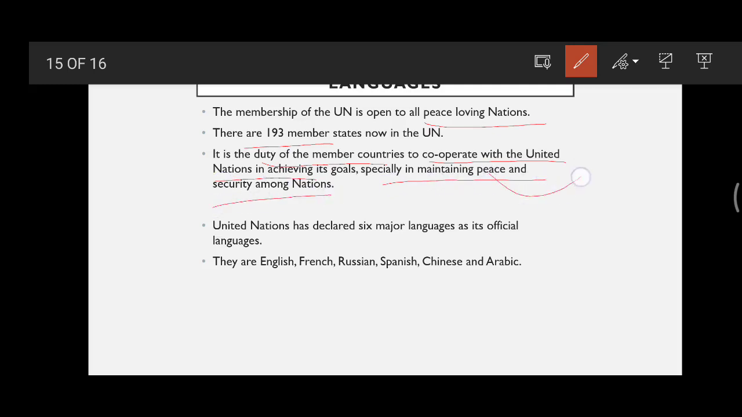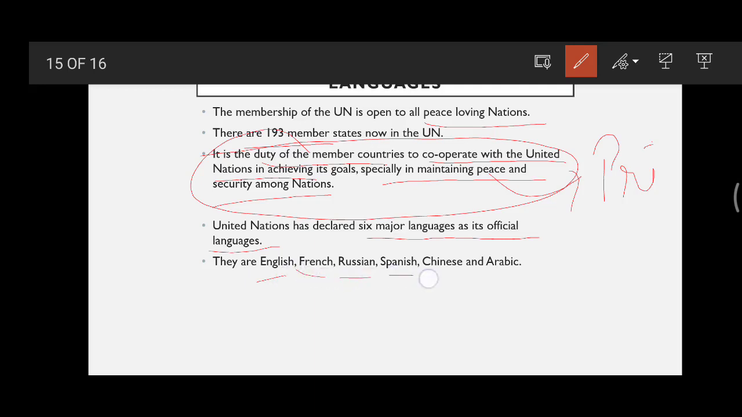We have discussed this in the principles of the United Nations. Students, every country that is trying to join or has joined the United Nations must abide by those principles, and it becomes the duty of the member states to follow those principles. Now, the United Nations organization has 6 major official languages, and they are, the first one goes without saying, English, then French, Russian, Spanish, Chinese, and Arabic. So these are the 6 major official languages of the United Nations.